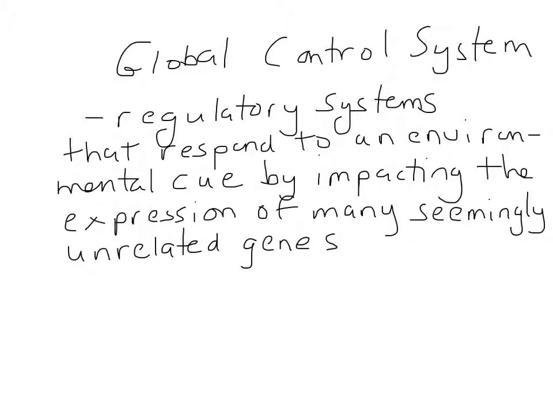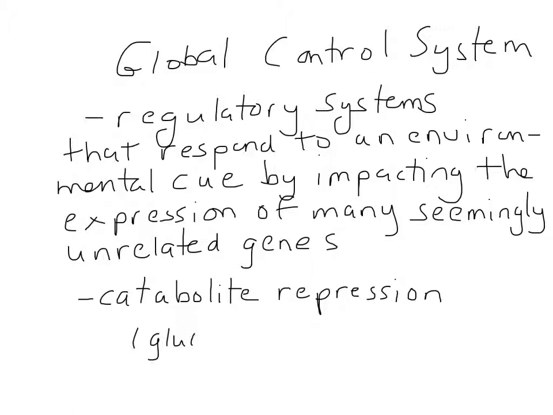Probably the best studied example of a global control system in microbes, perhaps in all organisms, is the control system known as catabolite repression. This is a control system that affects the expression of the lac operon. It's also sometimes referred to as glucose repression. And we're going to review, what I hope is review, that particular system next to introduce you to some of the concepts important in global control systems.